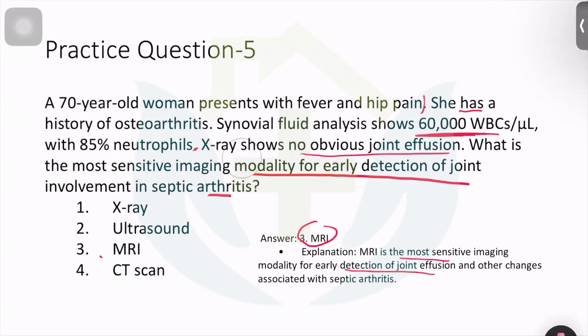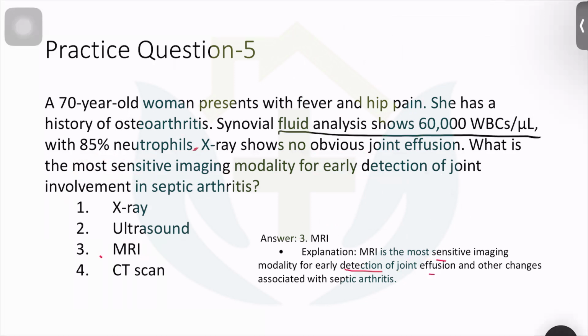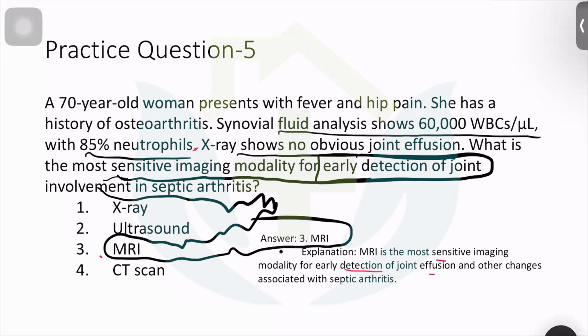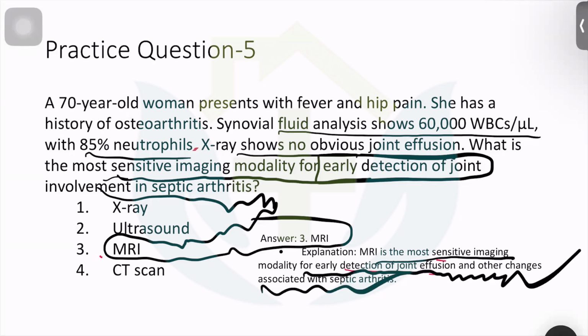A 70-year-old woman with fever and hip pain. She has a history of osteoarthritis. Synovial fluid shows 60,000 WBCs with 80% neutrophils. X-ray shows no obvious joint effusion. What is the most sensitive imaging modality for early detection of joint involvement in septic arthritis? The answer is MRI. MRI is the most sensitive imaging modality for earliest detection of joint effusion and other changes associated with septic arthritis. Is that okay?